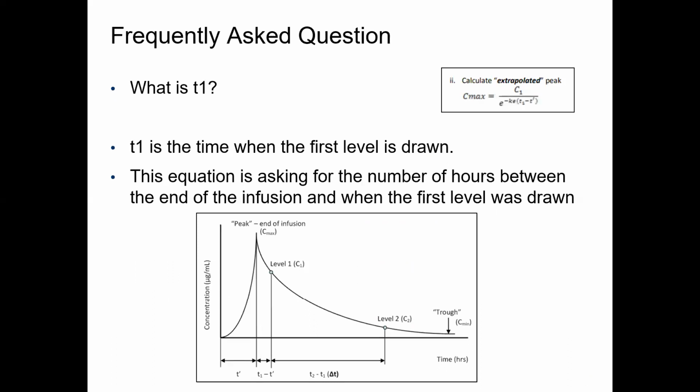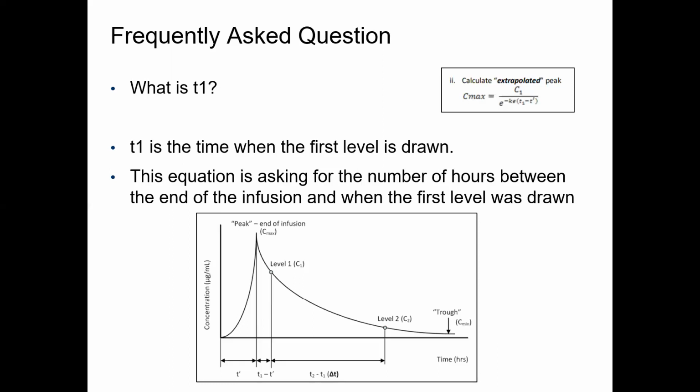A very frequently asked question is, what is T1? And so this is part of the extrapolated peak equation. You can see that it's on the bottom half of that fraction, T1 minus T prime. And so T1 is the time when the first level is drawn. Commonly, one of the challenging pieces about this is because we aren't as familiar with these drugs in our practice, just because they're less common, we forget a little bit about what to put in for each variable in the equation.